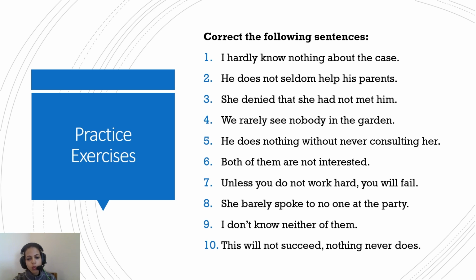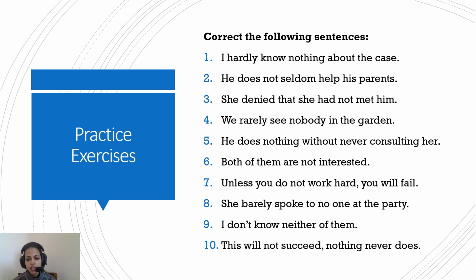"Unless you do not work hard, you will fail." So unless and do not, they don't go together. So "unless you work hard, you'll fail." "She barely spoke to no one at the party." Barely and no one are double negatives and should not go together. "She barely spoke to anyone at the party." "I don't know neither of them." Again, neither and don't go together because they are double negative. "I don't know either of them."